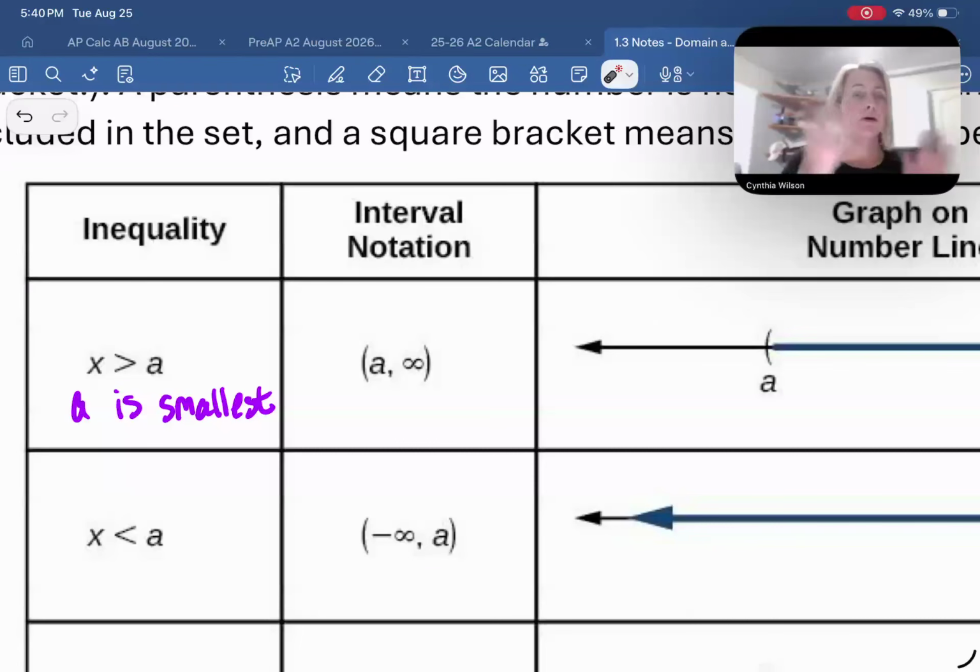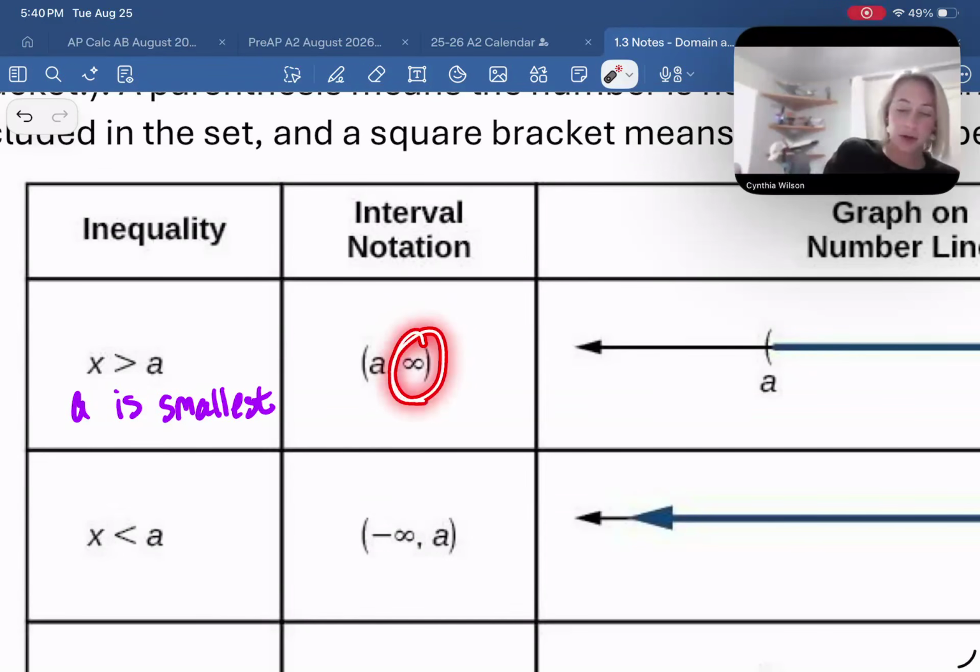Okay, so since A is the smallest, everything gets bigger from there, which means A is the beginning of the interval. Well, it doesn't tell you an end. It just says X is greater than A. So I could have a number that's like 7,500,000. It's still greater than A. So we end with this thing called an infinity sign. All infinities have parentheses. It doesn't matter what comes next.